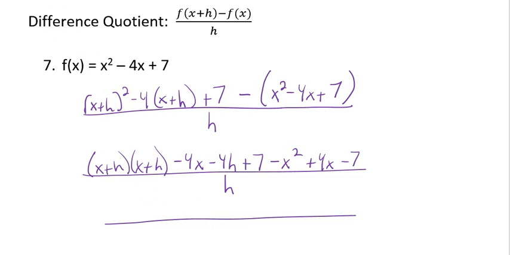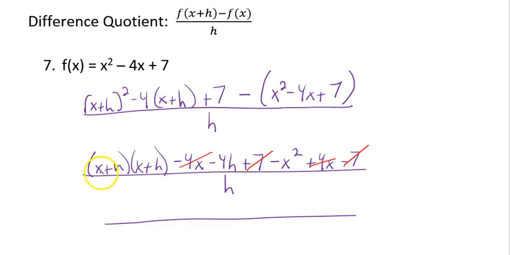Okay, before I even go to multiply these out, if you'll notice, things are already starting to cancel. I have a positive 7 and a negative 7 that will cancel. I have a negative 4x and a positive 4x that will cancel. I can go ahead and do that so that I don't have so much to write if I want to.